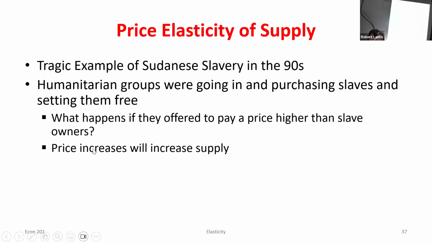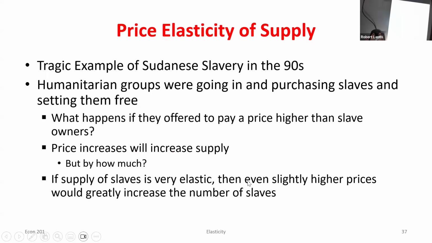So they went in, they were increasing prices. They also saw that supply increased, but by how much? Well, it ended up being a lot. Huge percent changes, even though they weren't offering that much higher prices, just to make sure they were winning the bid game to get these slaves and then set them free. It resulted in a huge increase in the number of slaves in terms of supply.